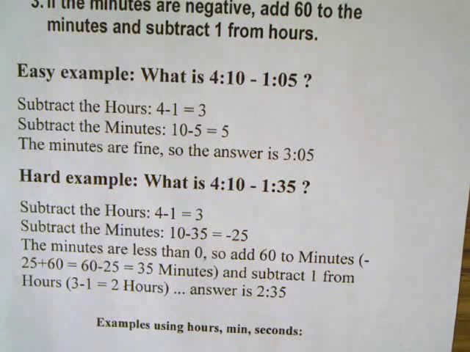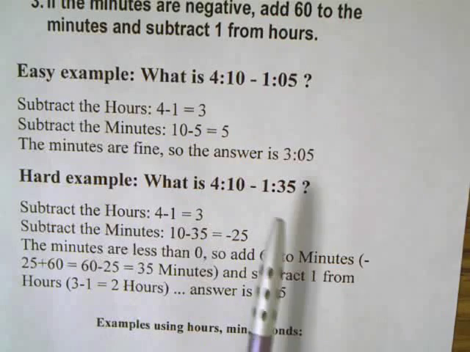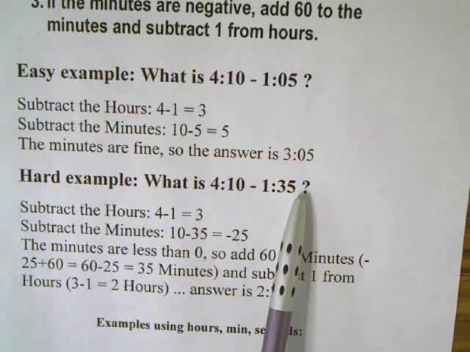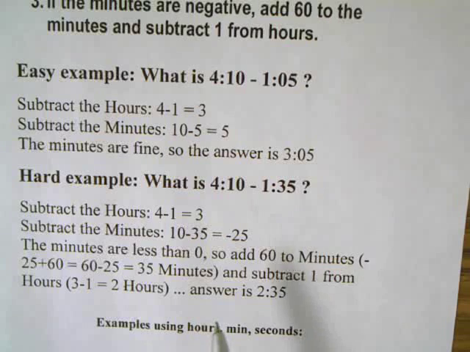Easy example for subtraction. 4:10 minus 1:05. 4 minus 1 is 3. 10 minus 5 is 5. 3:05. Now when you get to the harder ones, make sure you borrow. You cannot subtract 10 from 5. You have to borrow 60 minutes from the 4 to make it 3 hours, 70 minutes minus 1 hour, 35 minutes, which would be 2:35.